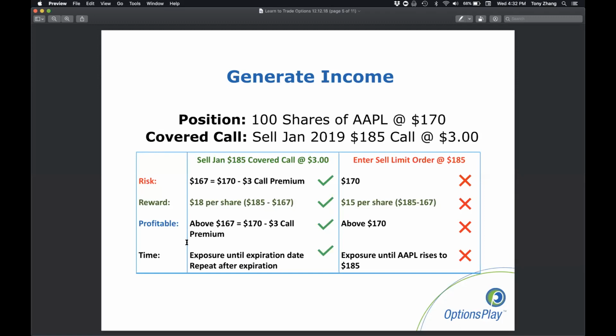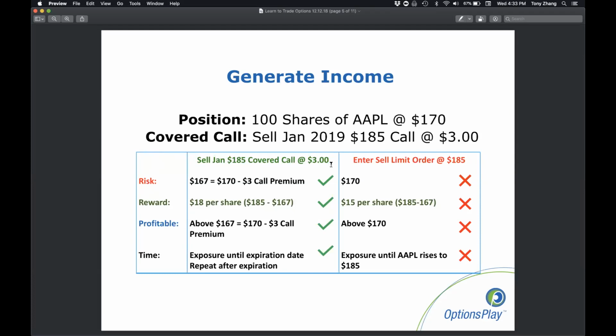So as you can see, there's clearly a benefit to selling a covered call rather than simply putting in a limit order. The only caveat or downside is that perhaps you're not willing to sell your stock at 185. So that's really where it depends on whether or not you want to sell covered calls on a stock that you may potentially lose, because that is the risk when you sell covered calls: if the stock rises above 185, you have to sell your stock at 185. Doesn't matter if the stock goes to 200 or 300 or 500, you've sold your stock at 185.